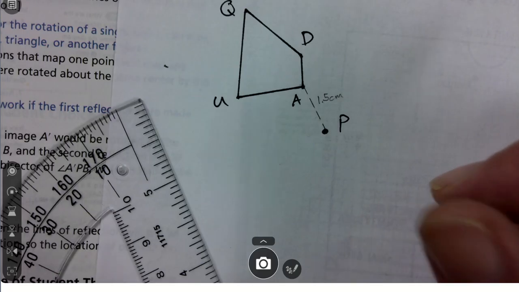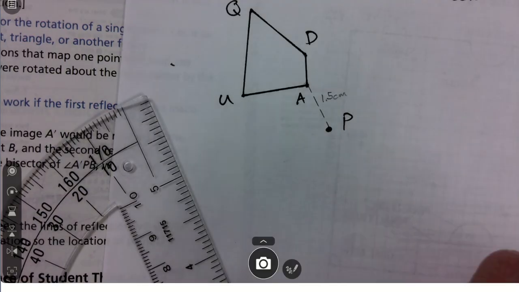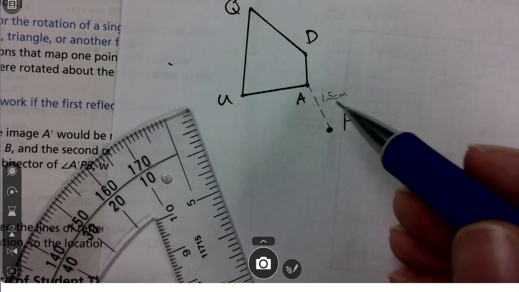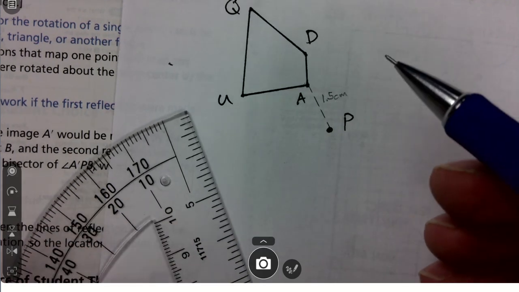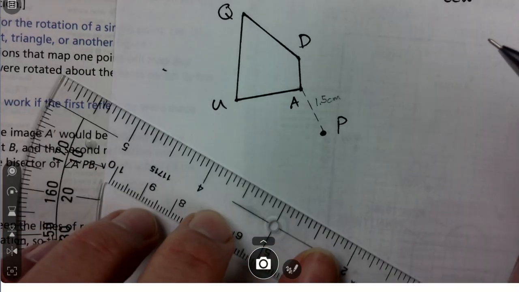Okay, so just to kind of review stuff, we found the 40 degrees with P at the center of our protractor. We marked the 40 degrees, and then we measured the distance from P to A. Now, what's super cool about this is that P to A and P to A prime are the same distance. We don't change distances from it. So here's all I need to do.